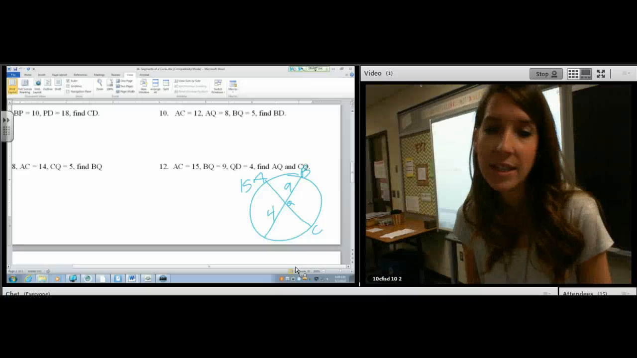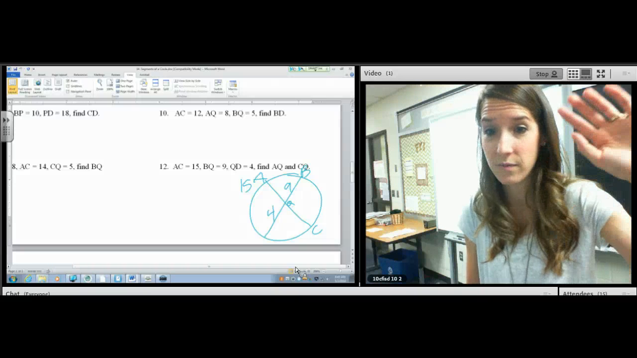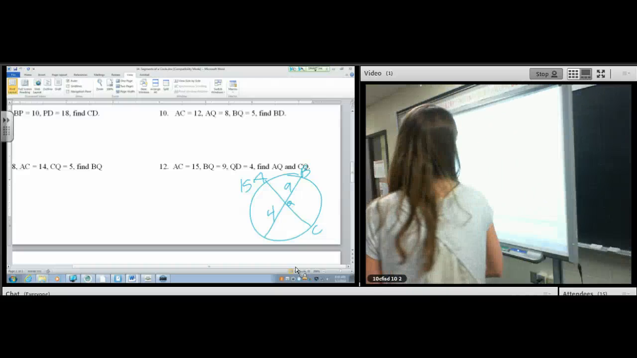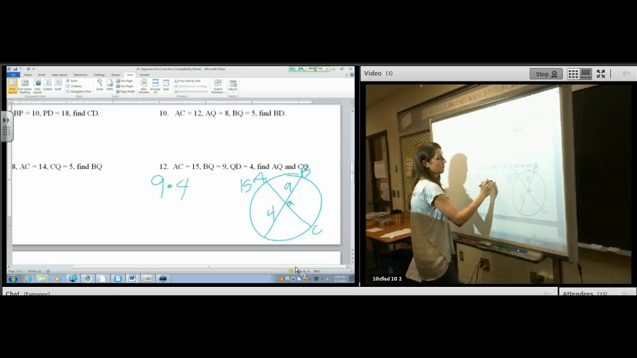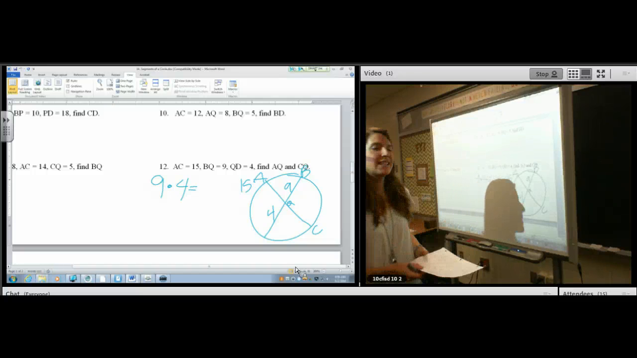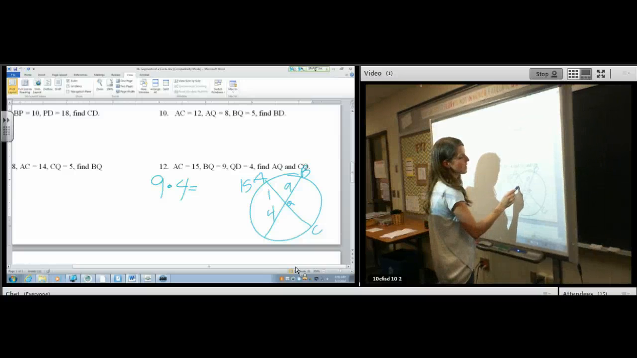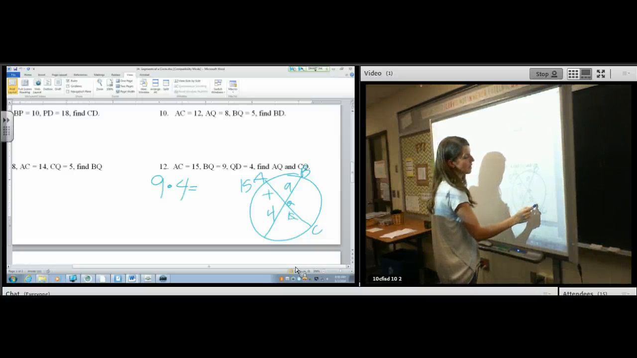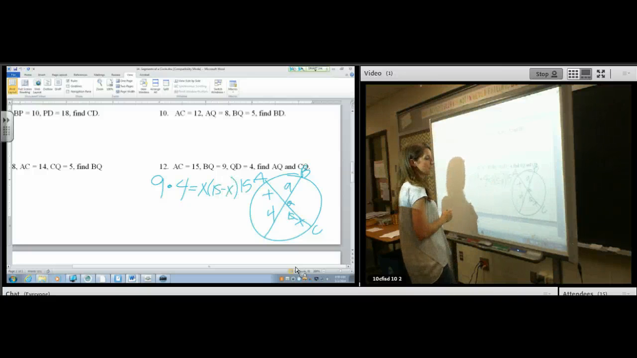So guys, this is really the same thing. But let me give you a different way to solve it now that we're doing the same problem again. 9 times 4 equals, well, sorry, it isn't going to be much better. I don't have that much better of an idea. So let's just go with this one being x and this one being 15 minus x. 9 times 4 equals x times 15 minus x.